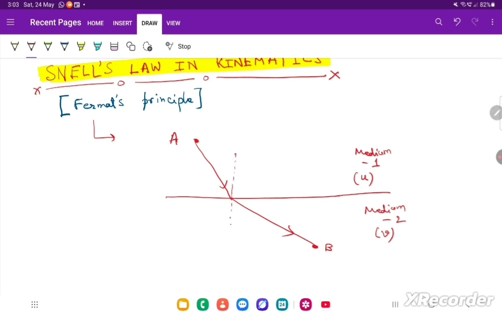And this is the perpendicular to the interface, and as points A and B are fixed, the distance between them is also fixed. Let's say this distance between them is L, this distance is x, so by default this distance will be L minus x, and these two are the perpendicular lines I have drawn on the interface from points A and B respectively. Let me name this point C, this one D, and this one E. Okay, and I'm marking this angle as i, this angle as r.